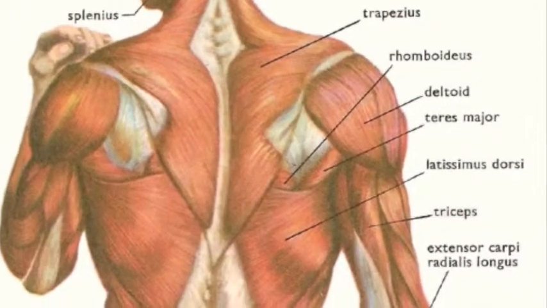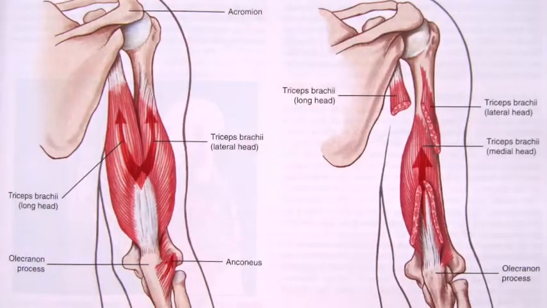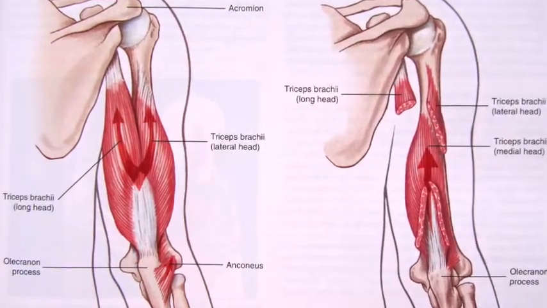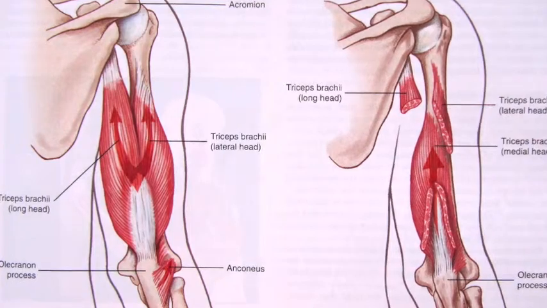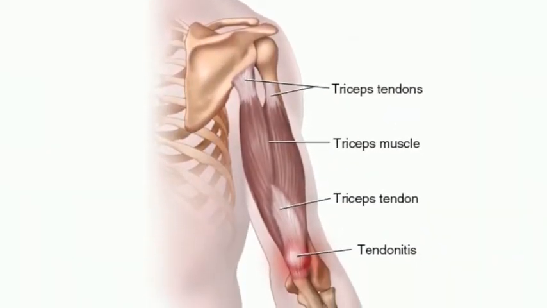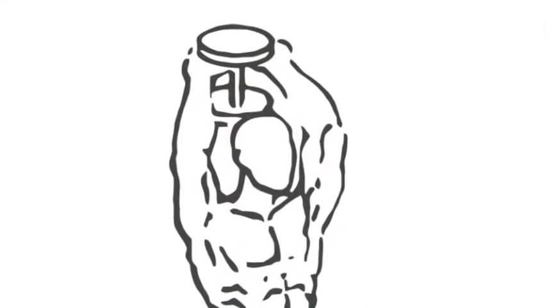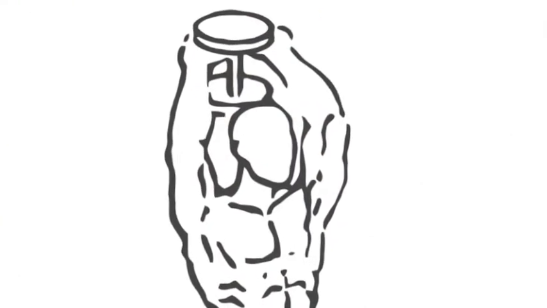The triceps brachii muscle is commonly known as the tricep. The triceps brachii is made up of 3 heads, because tri means 3 in Latin. It originates on the scapula and humerus and inserts on the ulna. The main action of this muscle is to extend the elbow, which allows us to perform the tricep press.